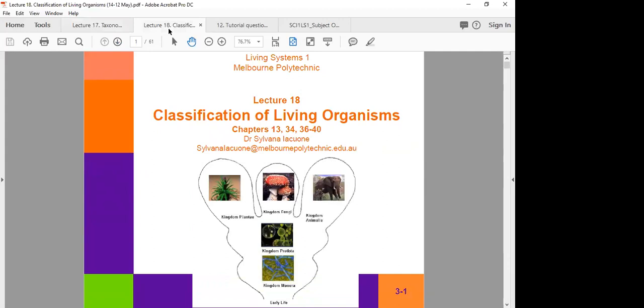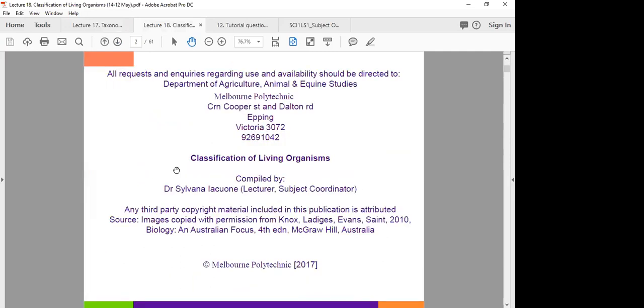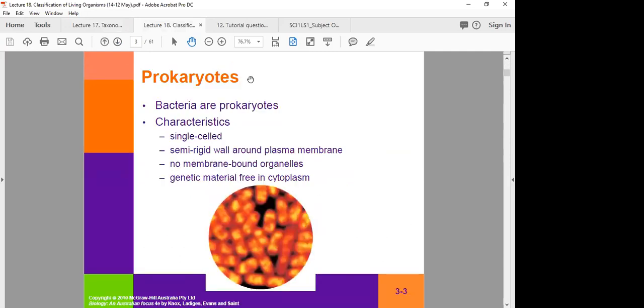All right, now let's visit each kingdom in turn and look at a little bit more detail. So let's start with prokaryotes. The prokaryotes include two groups, the bacteria and the archaea. The bacteria, of course, are all prokaryotes. Characteristics: they are mostly single-celled.